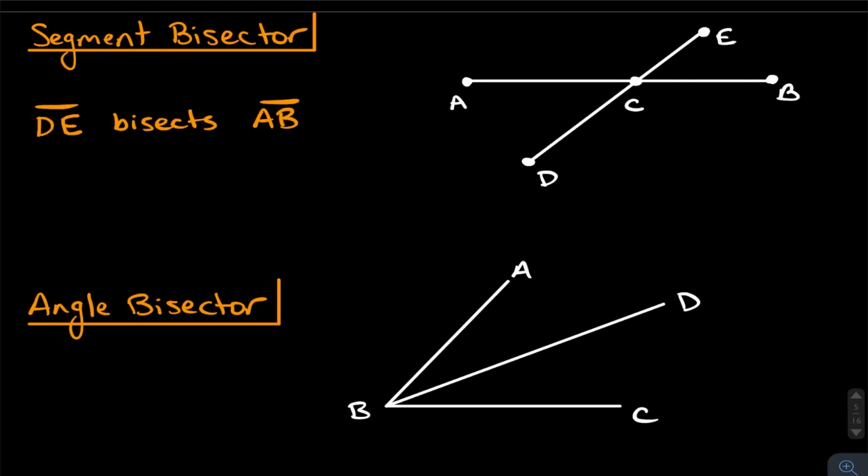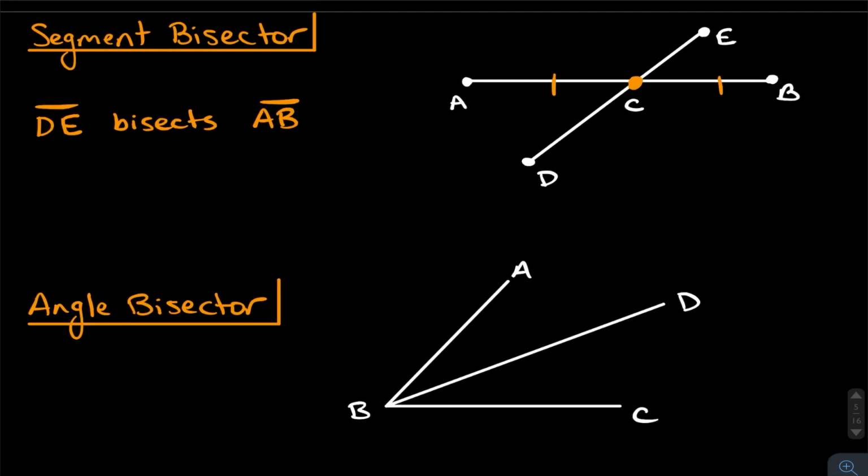What this means is that this segment DE is cutting through AB at AB's midpoint. You won't see that C is a midpoint of AB. What they'll tell you is that DE bisects AB. And from there you should know that C is a midpoint of AB. And then from that you can also say that AC is congruent to BC, because if this is the middle point, then we know that these two sides would have to be the same length. AC would have to be the same length as BC or CB, however you want to say it.